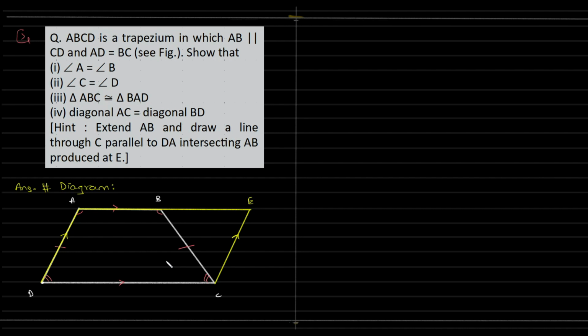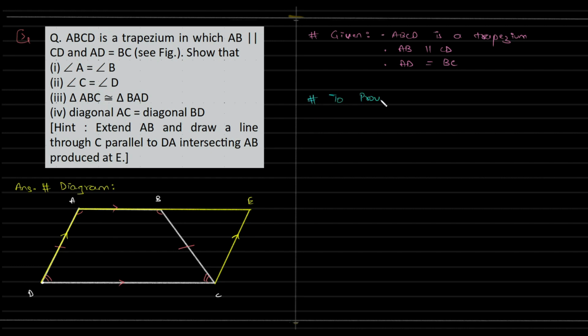Now, what else can we do? Well, let's write the given before we start thinking about anything else. Given: ABCD is a trapezium with AB being parallel to CD and AD being, sorry, not parallel, equal to BC. Okay. So then what else? That's it, right?